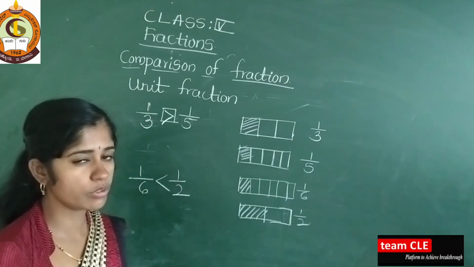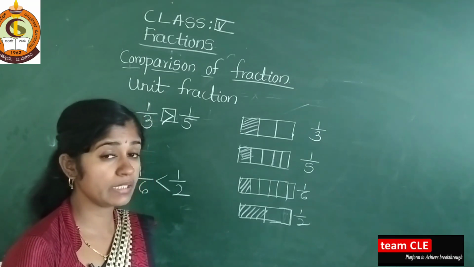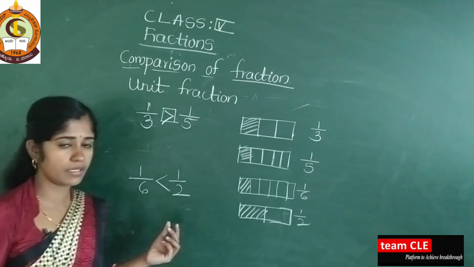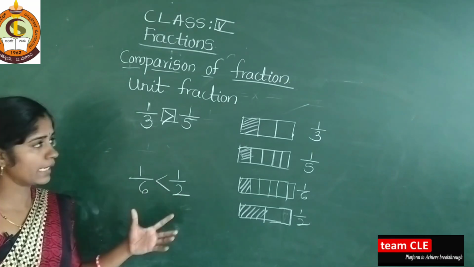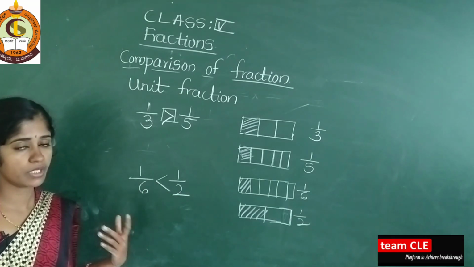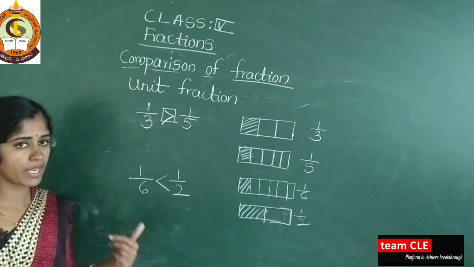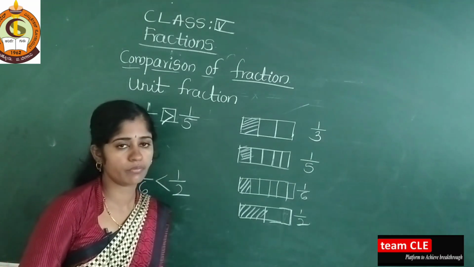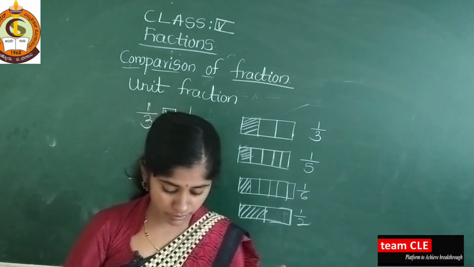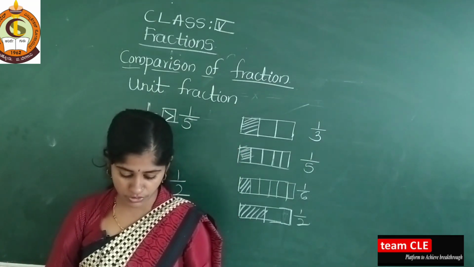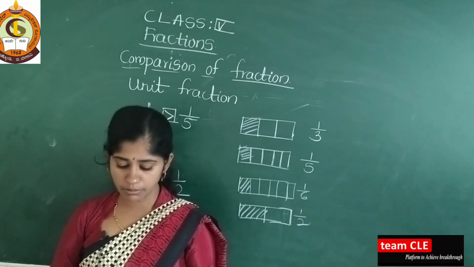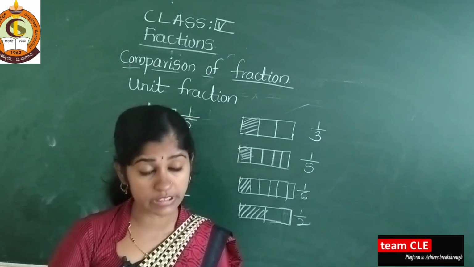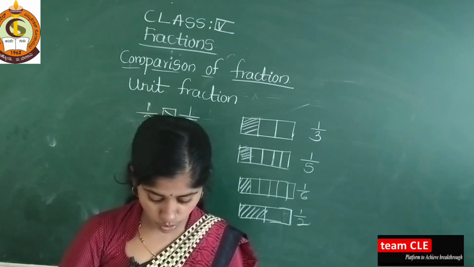So this is about unit fractions. When unit fractions are given, the fraction with the smaller denominator is the greater fraction. A unit fraction means a fraction having 1 as a numerator. Where you find a numerator of 1, that is a unit fraction. Here there are 6 examples in total, and I have solved 3 examples. The remaining you do as homework.